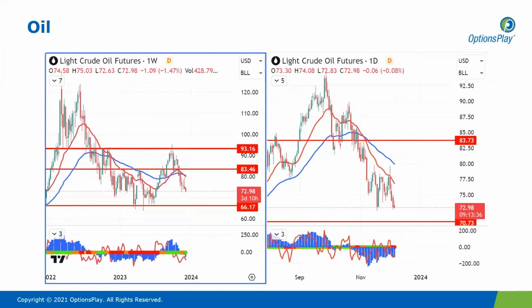And oil. Oil has been on a very strong decline ever since October or so, when we saw price topping out at around the 93 level. It tried to get back up there for a few weeks but couldn't really get there, didn't have the momentum, and broke below that 83, 82 area with a lot of bearish momentum, reaching an oversold condition but still continuing to move lower.